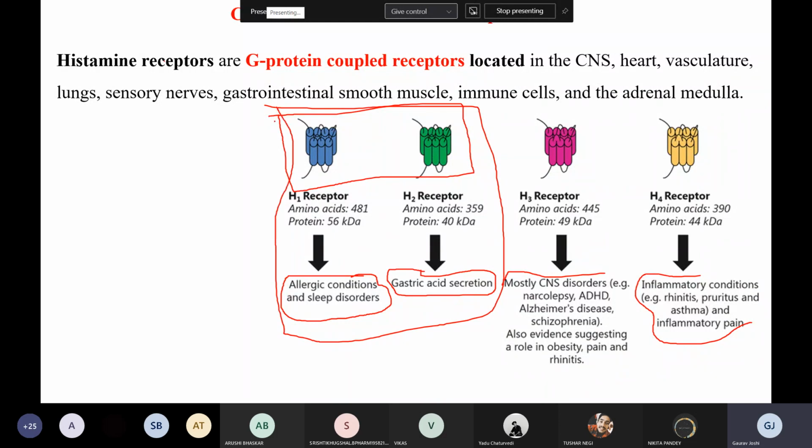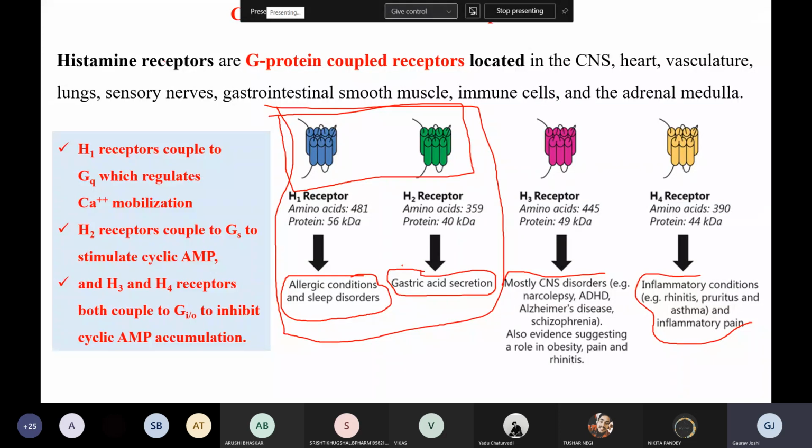So you should know that if I'm talking about H1 receptor antagonists, they will be affecting your allergic conditions and sleep disorder, and the H2 receptor antagonists will be selectively affecting your gastric acid secretion, right? This is the common thing you must remember, otherwise you will be giving all the wrong answers in your exams. This is a very common thing: H1 are associated with allergic conditions and H2 are associated with gastric acid secretion, right?